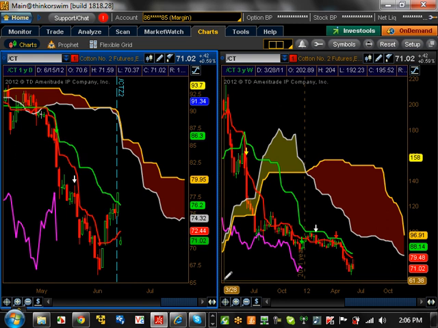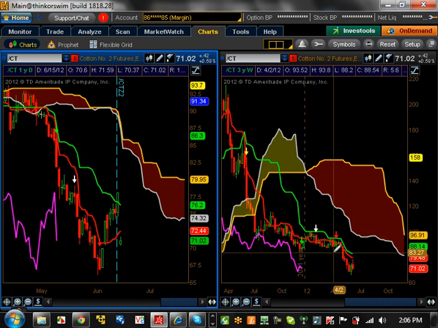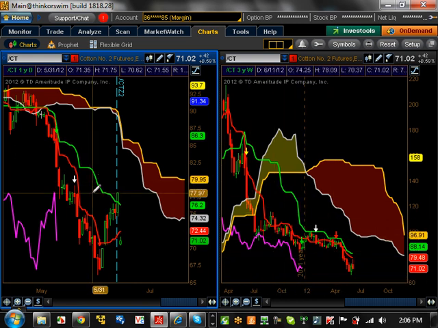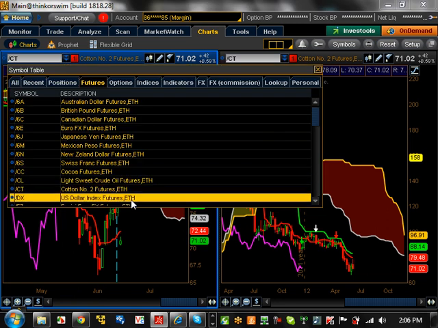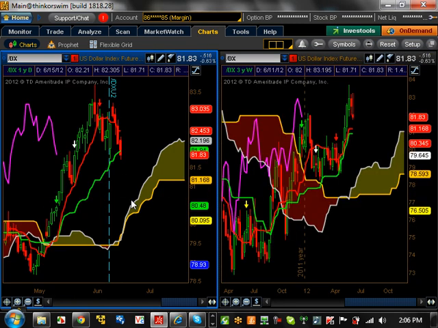Cotton here on the weekly time frame is still basically bearish trending right now. On the daily time frame, after the contract rolled over, it is still bearish trending. So both the daily and weekly are still trending downwards.